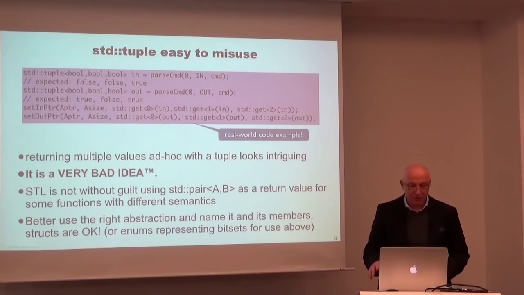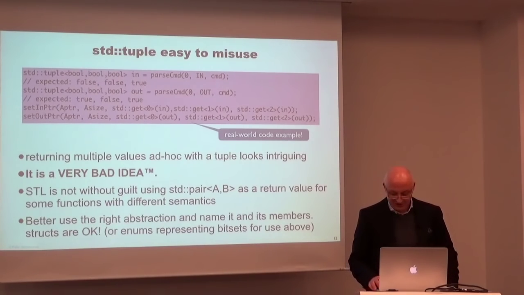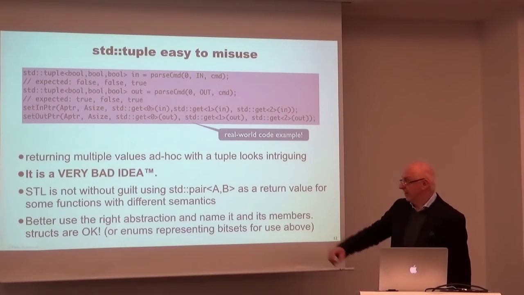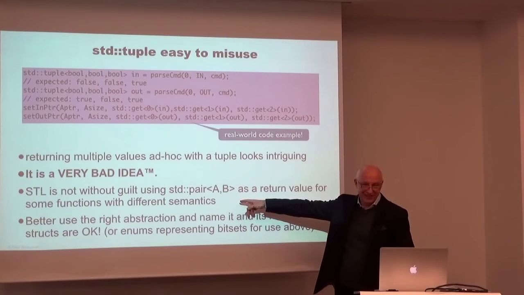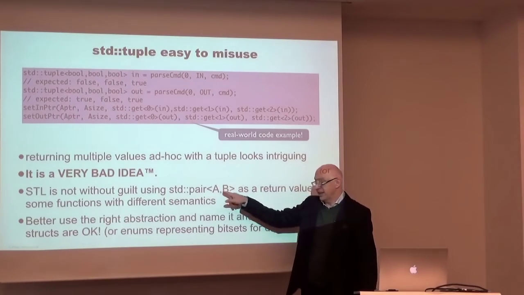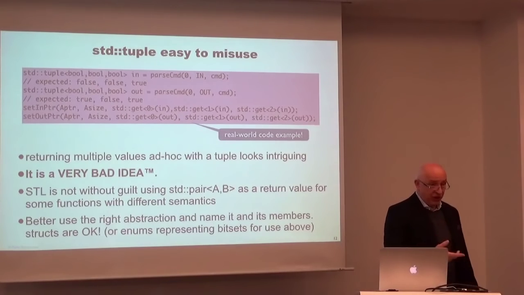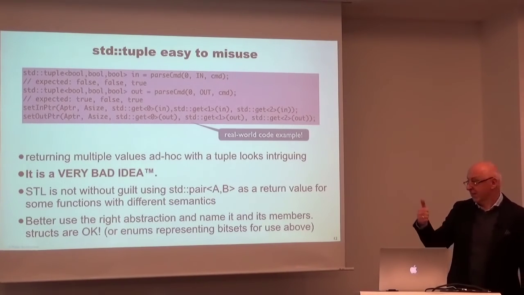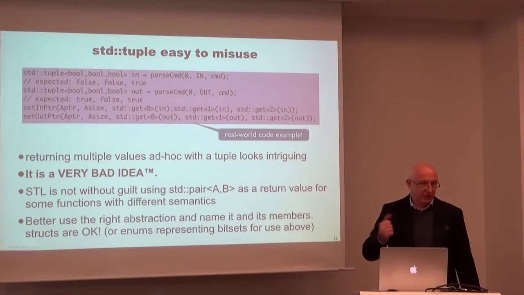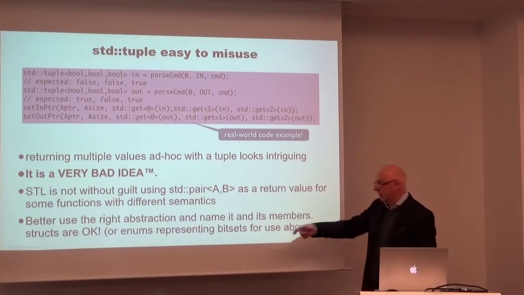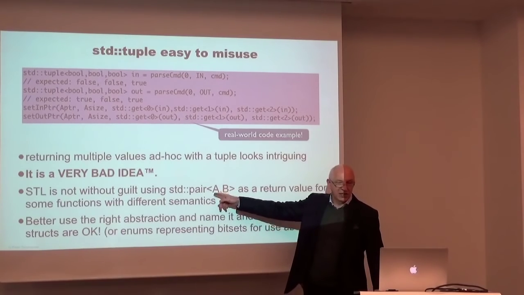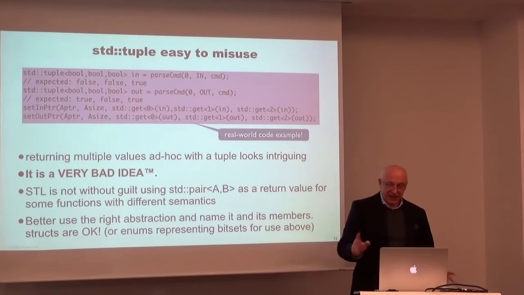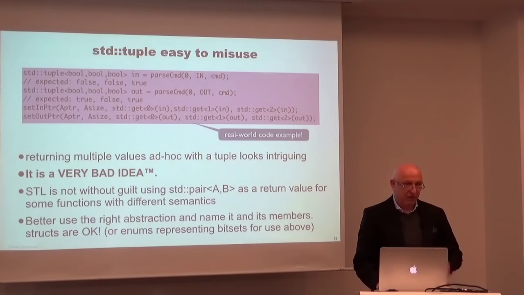Don't use tuple unless you're writing generic code. And the standard library is guilty. The standard library uses pair as a return value for different purposes, either in maps where you have the key and value as first and second, but some algorithms return an iterator and a bool, or a pair of iterators, and that's not what you want to use pair for. Why not say iterator pair as a type instead of pair of whatever?